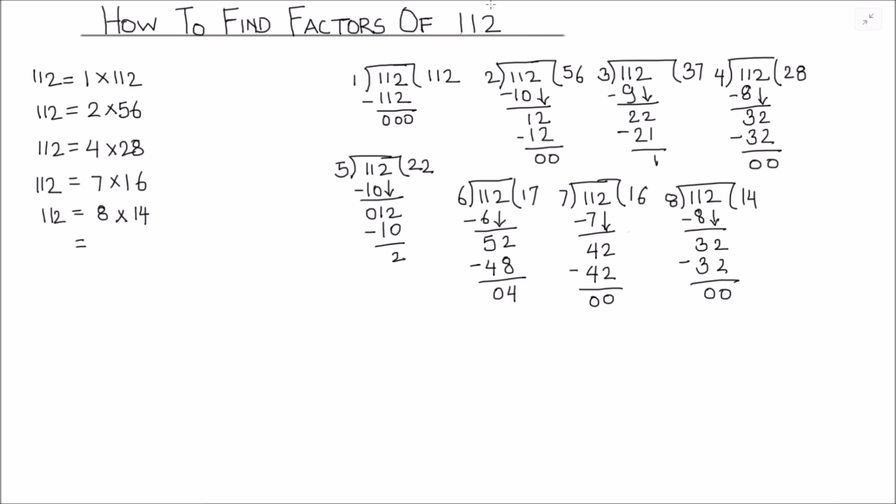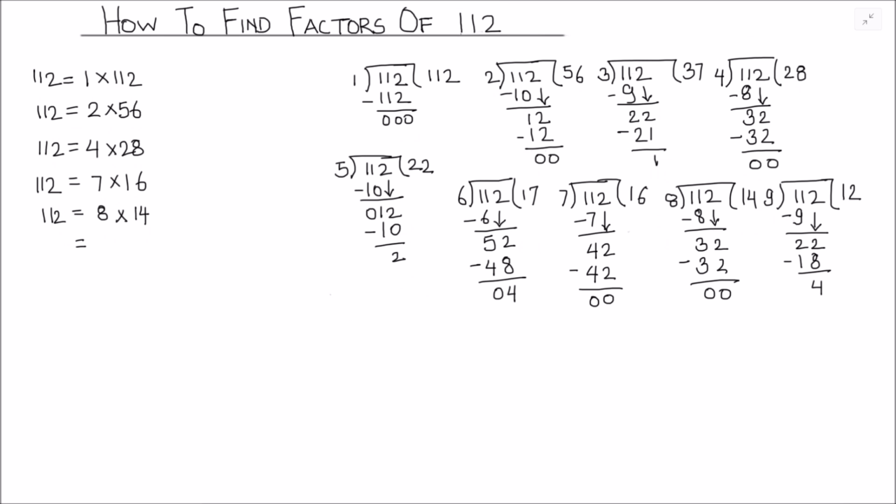Next we'll divide it by 9. 9 times 1 is 9 and 2 is remainder. Then we'll drop down 2. So this is 22. 9 times 2 is 18 and we got 4 as remainder. That means 9 is not a factor of 112.